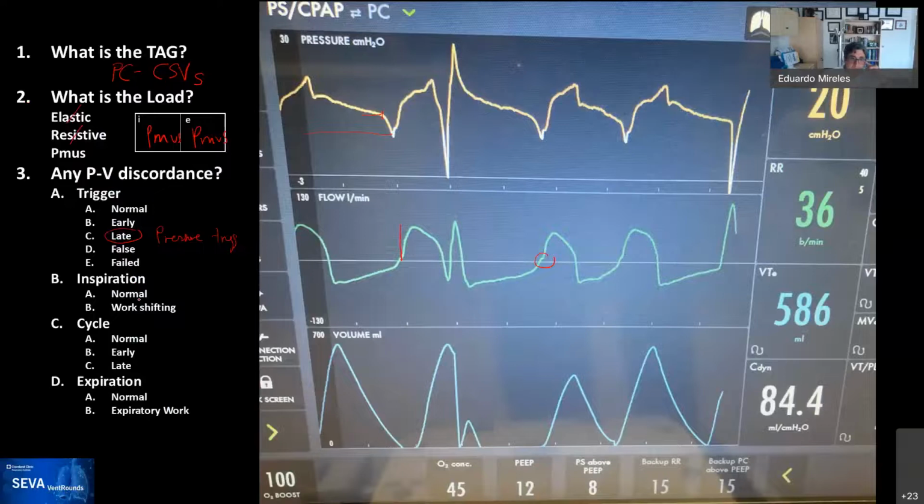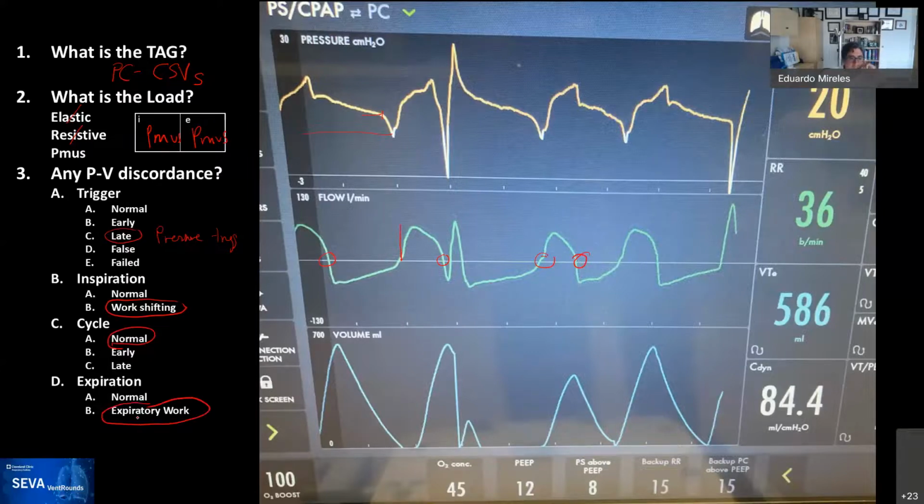Then you have inspiration, which by all criteria you would probably say there's work shifting, because some degree of work shifting is not severe. The pressure is not dropping below baseline, although there's a lot of trigger work, not necessarily during inspiration, but during this period. Then the cycle flow crosses very nicely, and there's no evidence of a pause when it's doing this. So I think that this would be a normal cycle. And then there's evidence of expiratory work.